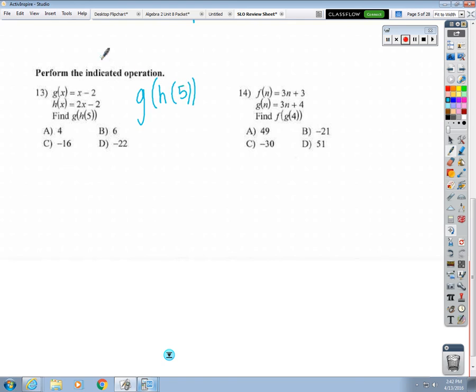So I'm going to go to the h function and replace it with a 5. That'll become 2 times 5 minus 2, which is 8. So now, h of 5, didn't we just learn it equals 8? So now 8 is sitting by the g. If I go to the g function, plug in 8, 8 minus 2 is 6. Okay, next page.